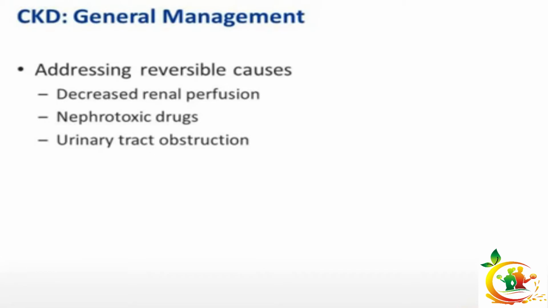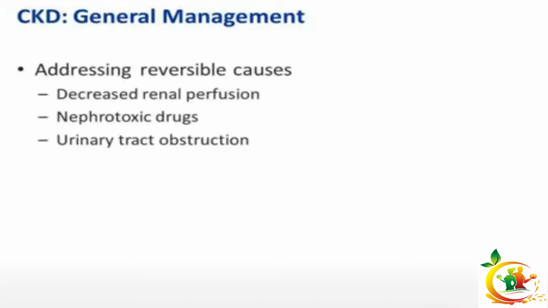Once a patient has been diagnosed with CKD, there are several important features of how the condition should be managed. First, one must address potential reversible causes of CKD. These may include decreased renal perfusion, for instance due to congestive heart failure or excessively controlled blood pressure, nephrotoxic drugs such as nonsteroidal anti-inflammatory drugs, and urinary tract obstruction from conditions such as benign prostatic hypertrophy.